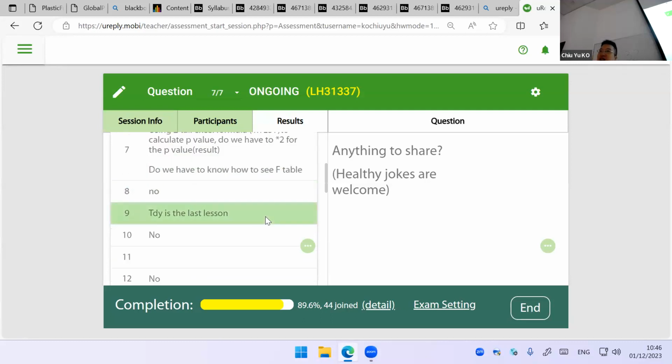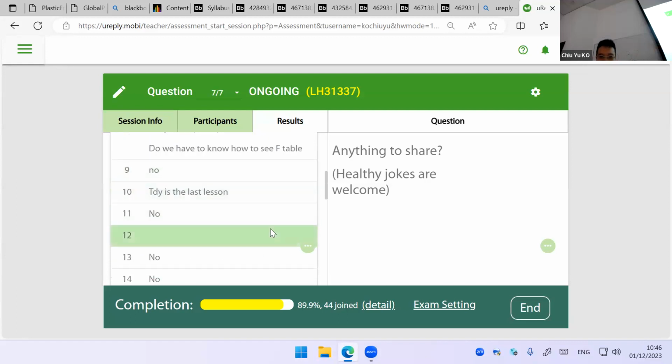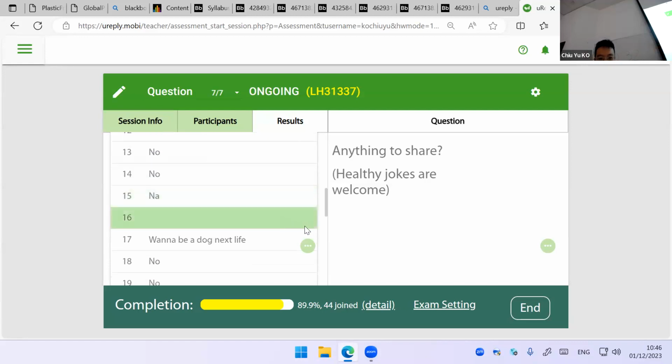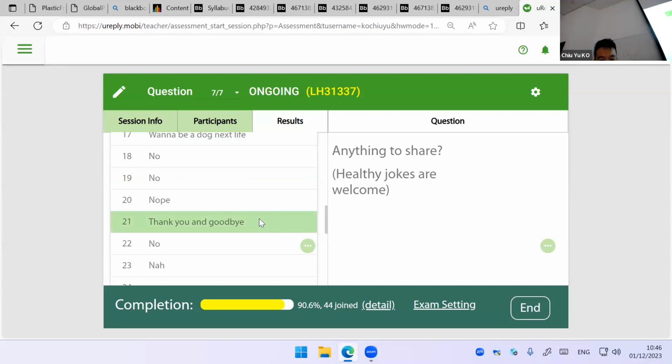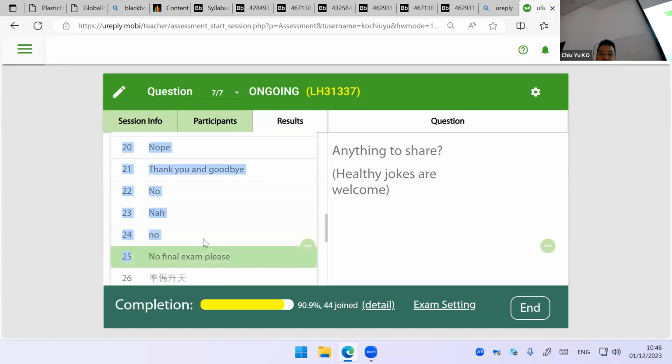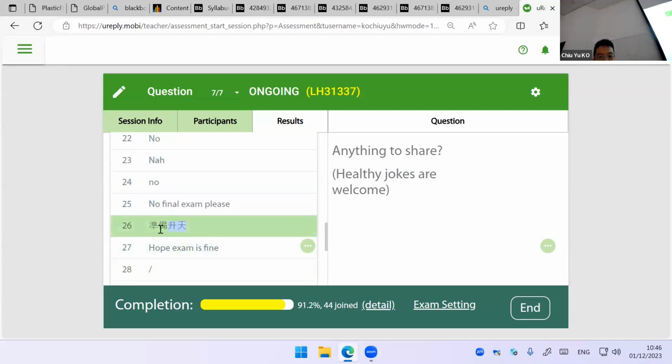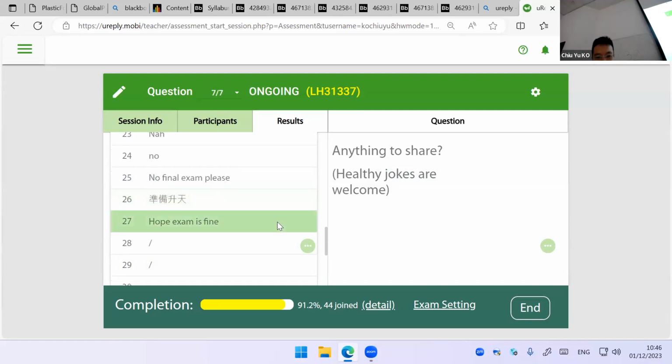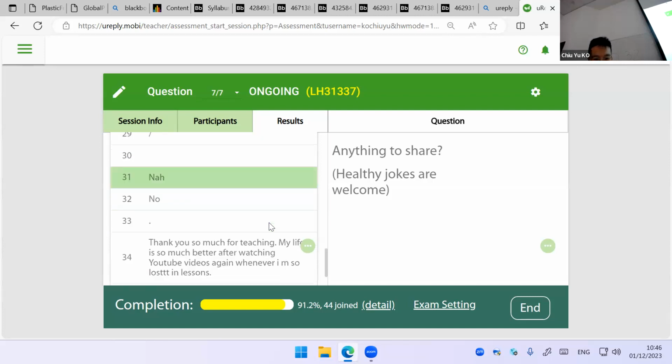This is the last lesson. So everybody's happy. It's Friday. 1 hour is done. You are free. Want to be a dog in the next life? Probably not in Korea, right? Because Korea eats dog. Yeah, thank you and goodbye. No final exam. Oh, you say joke? Then yes, final exam. You'll enjoy it, I think, once you see. Exams will be fine. Don't worry about it. You should be fine.